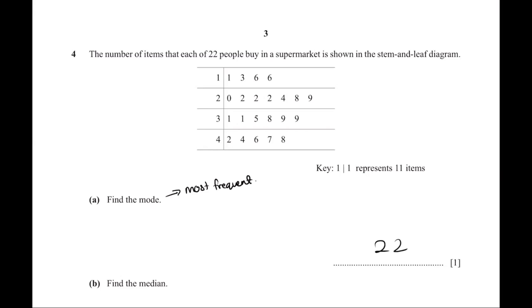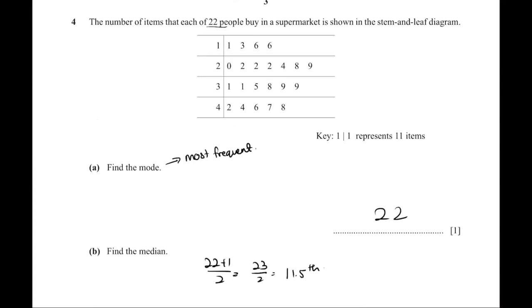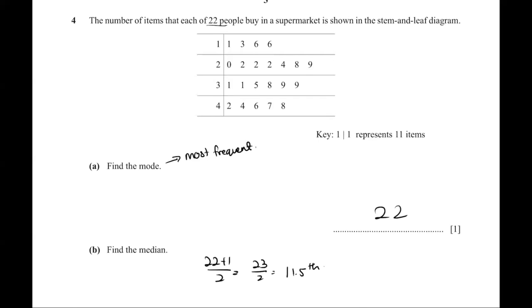Find the median. Okay, so there are 22 people. Just take 22 plus 1 divided by 2, so 11.5. So 1, 2, 3, 4, 5, 6, 7, 8, 9, 10, 11 and a half. So 31 and 29, which is 60, 60 divided by 2.